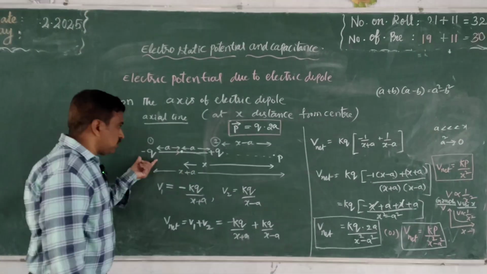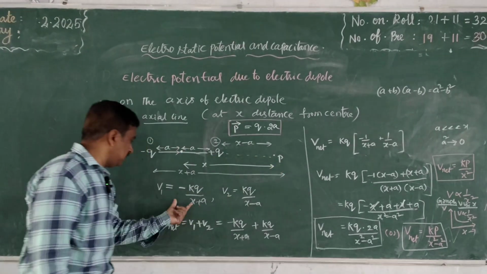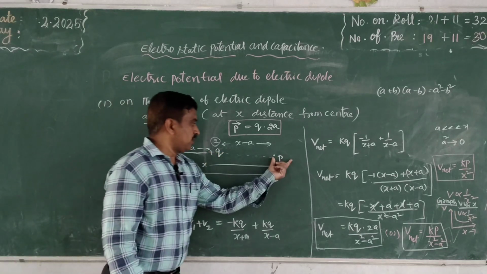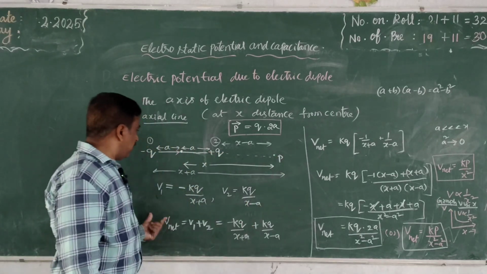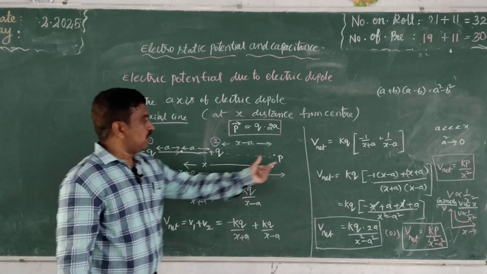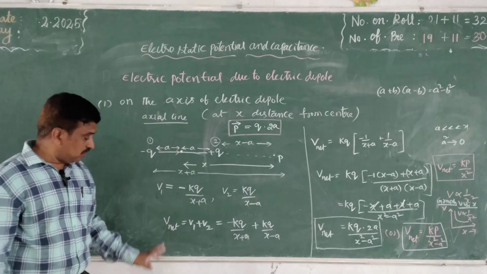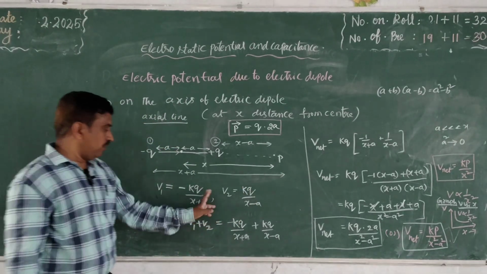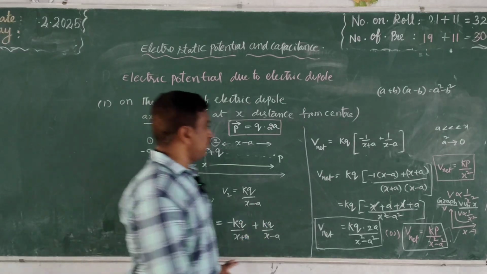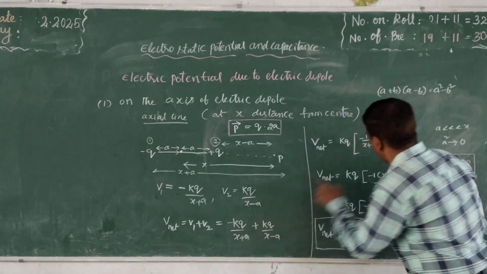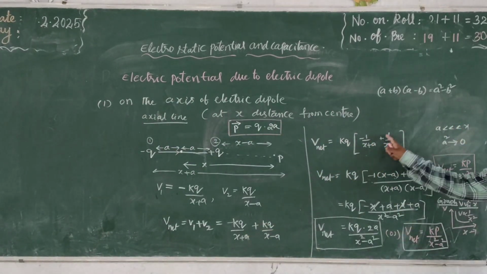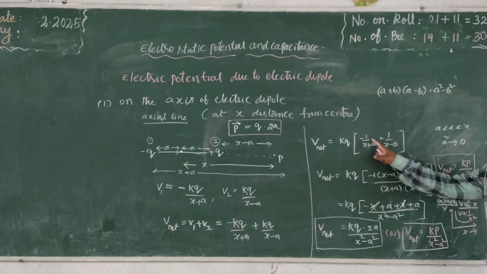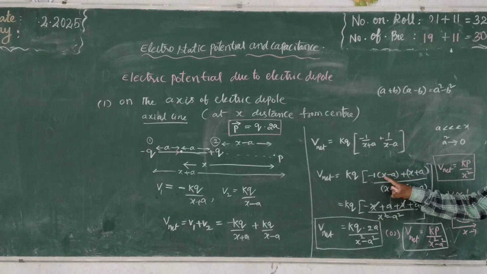Due to minus q, the potential at point p is this one, and due to plus q, the potential at point p is this one. So what is the net potential due to the electric dipole at point p? V net equals V1 plus V2. Simplifying, kq is common: minus 1 by x plus a plus 1 by x minus a. Cross multiplying, we get this and this.